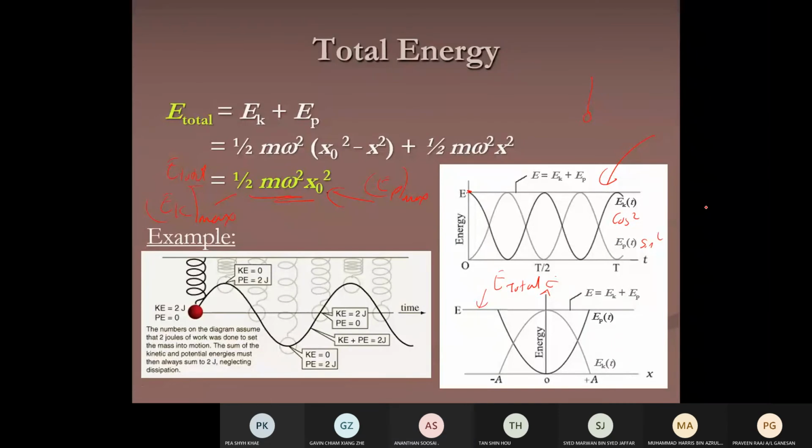Okay. So you know last time you learned wave. You learned wave. Wave intensity is proportional to the amplitude squared, right?